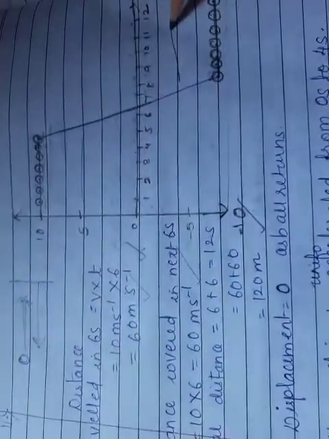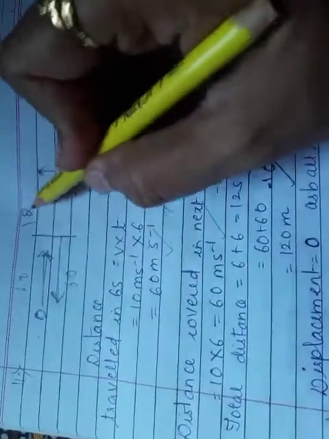Then here again 60 meters. So here it went 60, here it went 60. So what is the total distance? 120. But what is the displacement here?